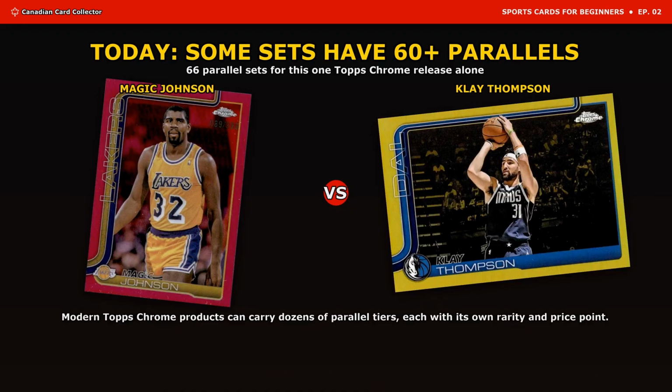rare on their own. One of the tricky parts is they don't actually print the type of parallel you'll find on the card, so you're left kind of researching things on your own and looking things up. As you can see, Topps regained its license recently for basketball and has produced in its latest set for Topps Chrome 66 parallels just for these cards. It's basically never ending, which provides some pros and cons.